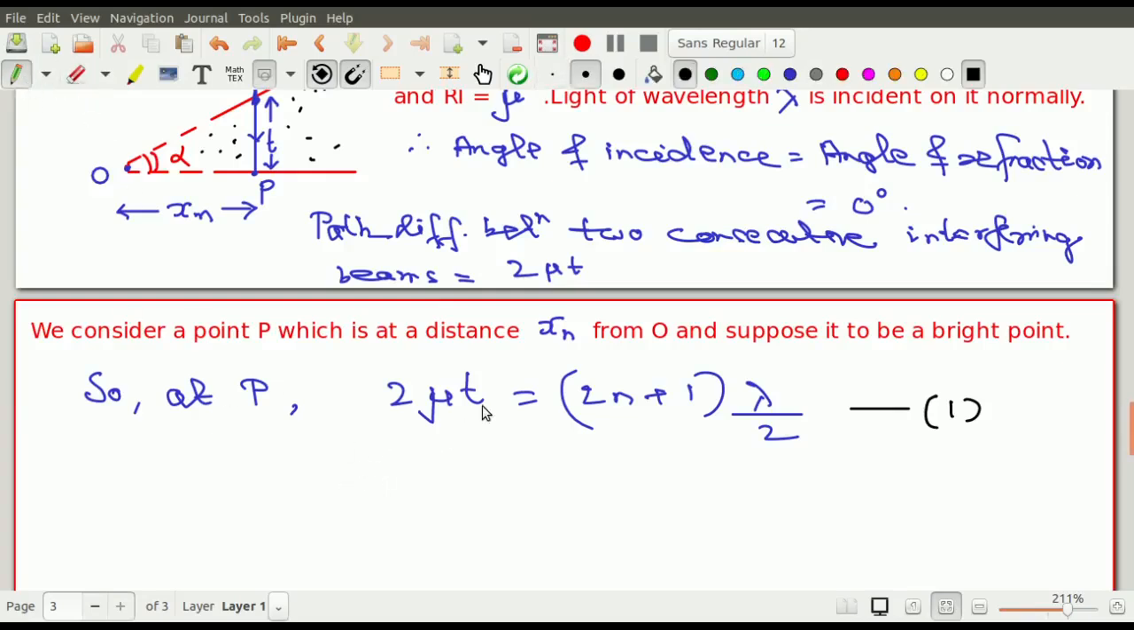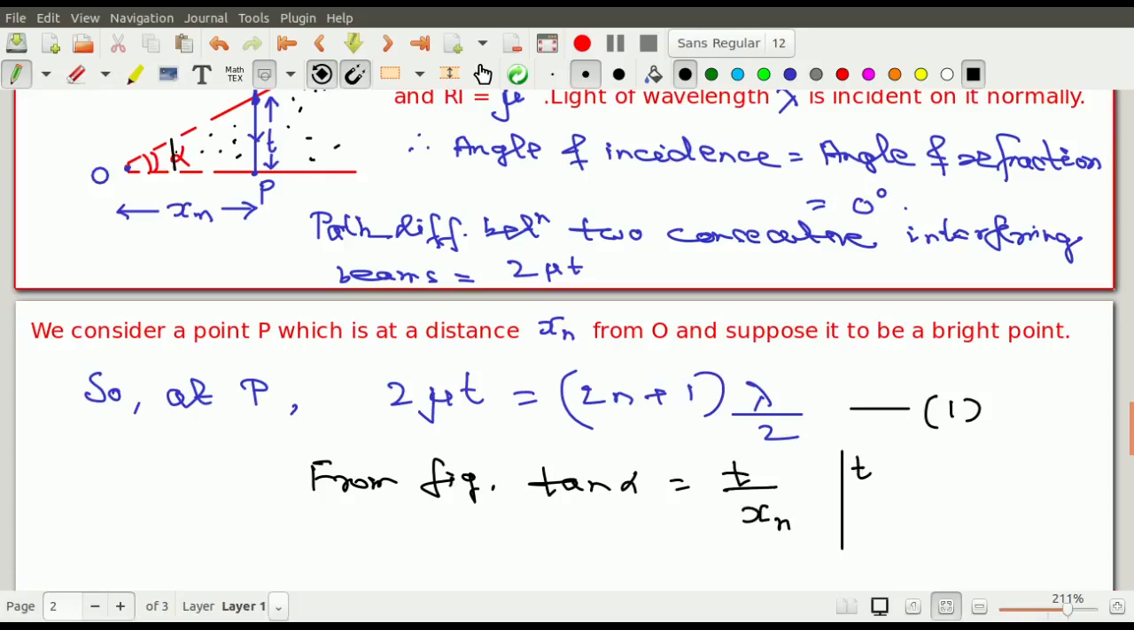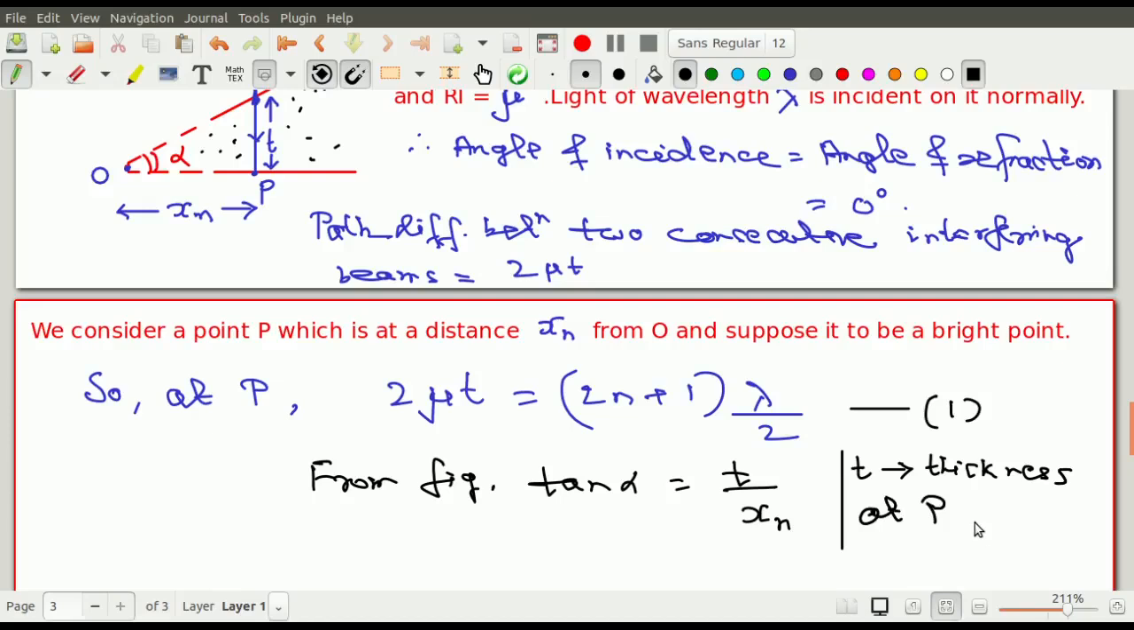এবার ধরো তুমি এরকম বলছো, now you take something of this type, 2 mu t, তো এটা from figure থেকে নাও, from figure you have tan alpha, ফিগার থেকে দেখো tan আলফার ভ্যালুটা কত আসছে, t divided by xn, t is the thickness at the point P. Here the thickness is varying, wedge shaped film মানে কি এখানে thicknessটা কিন্তু ভ্যারি করছে. So t is the thickness and it is varying in nature, t is the thickness at capital P.